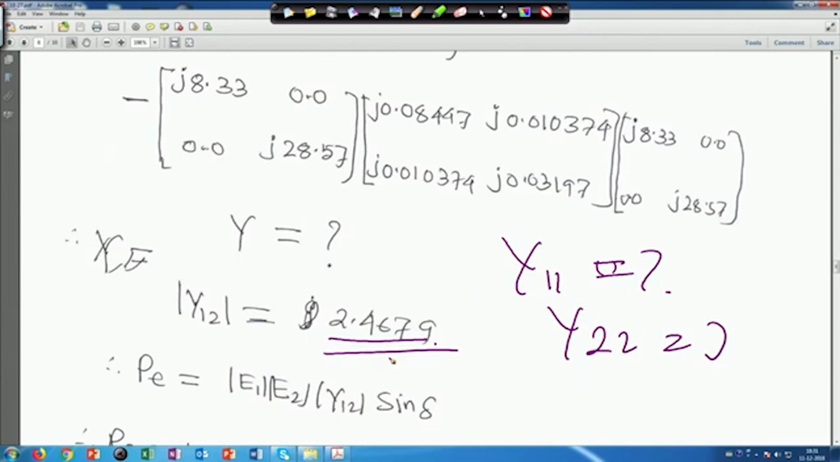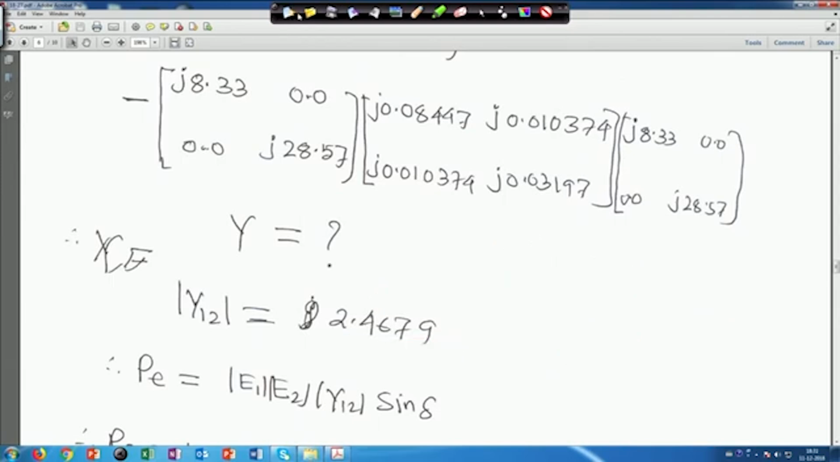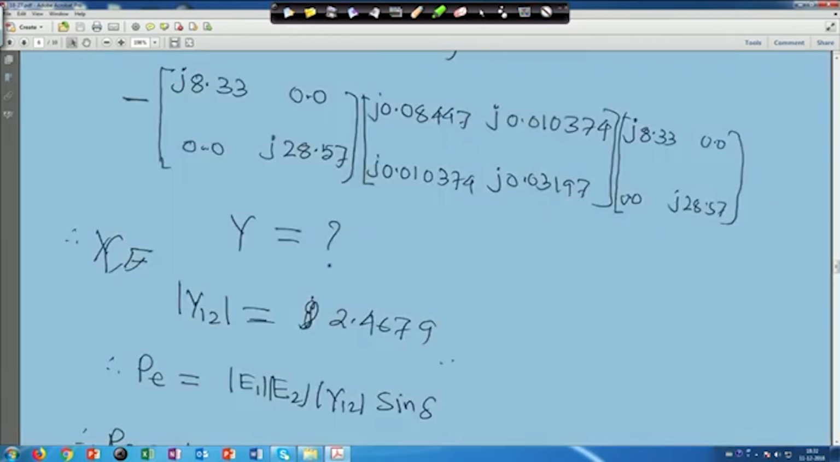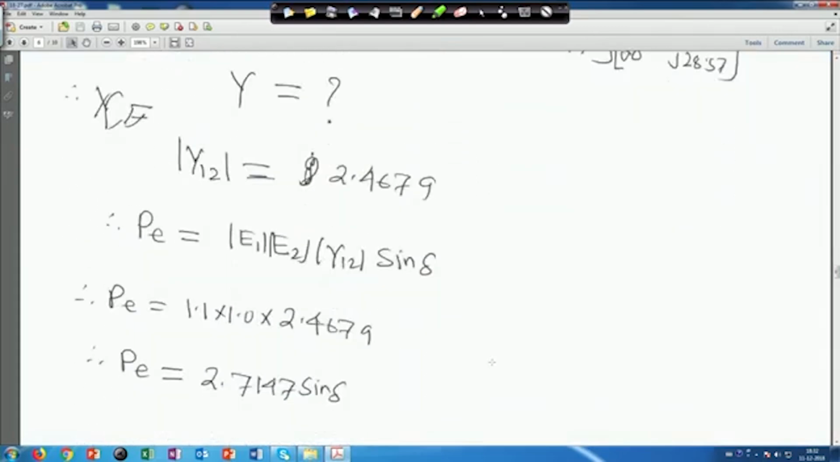This Y 1 2 only, when you compute, you will get Y 1 2 as 2.4679, right. So, that means my P will be E 1 is 1.1, E 2 is 1, and 2.4679. One thing I have missed here, it is into sin delta, right, and P is equal to 2.7147 sin delta, the power transfer from 1 to 2.